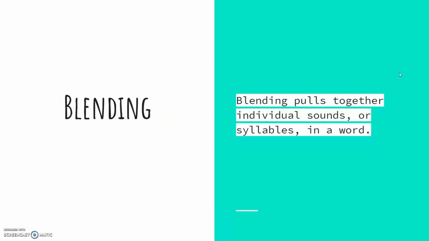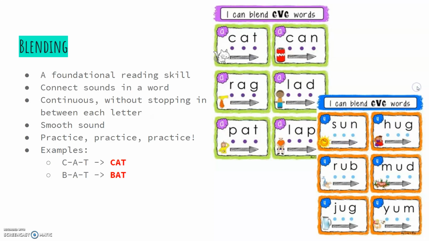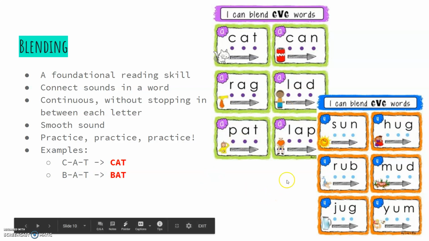Now, blending is the skill you use to pull together those individual sounds or syllables. This reading skill is essentially the opposite of segmenting because you are connecting sounds without stopping in between each letter. For example, blending happens when you read cat, can, rag, and lad. You have to really practice your letter sounds and segmenting skills to successfully blend words together.